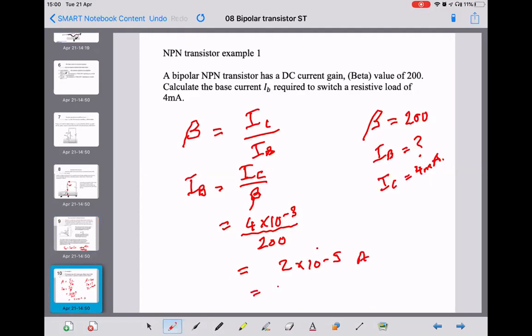20 times 10 to the minus 6 amps equals 20 microamps. So you're putting a tiny little 20 microamps in at the base and getting a current of 4 milliamps, 200 times bigger, flowing in the collector.